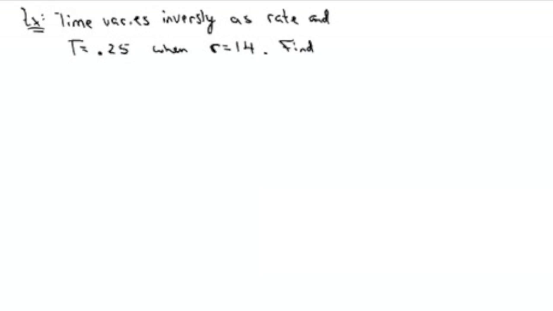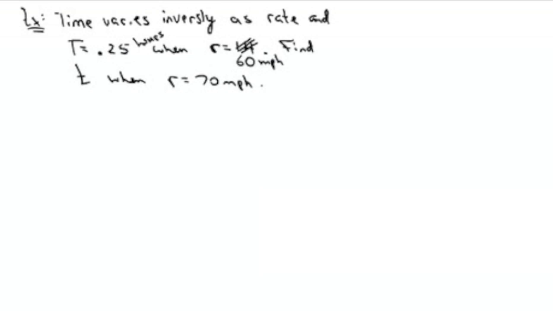Find t at... why would I pick 14? No, I don't want 14. 60. Yeah. In other words, 60 miles per hour. 60 miles per hour. And then 0.25 is hours. Find t when r is equal to 70 miles per hour.